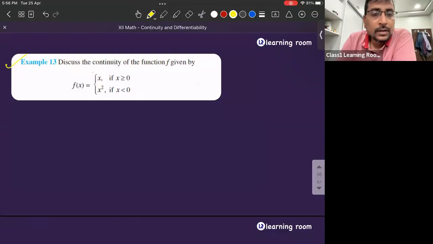Example 13. Discuss the continuity of the function given by f of x is equal to x if x is greater than or equal to 0, x square if x is less than 0. Pranav, you tell me how to do this.